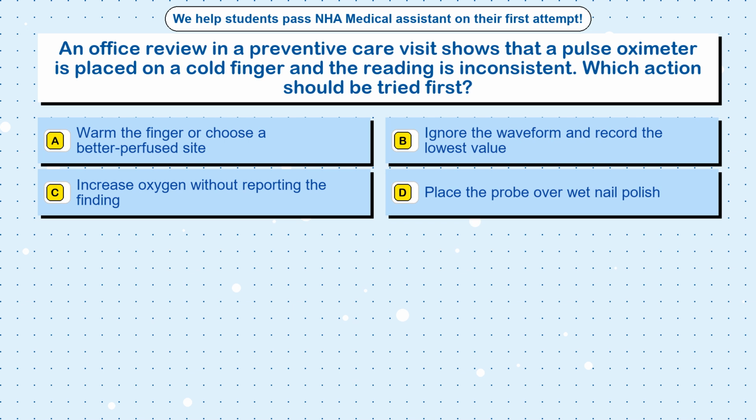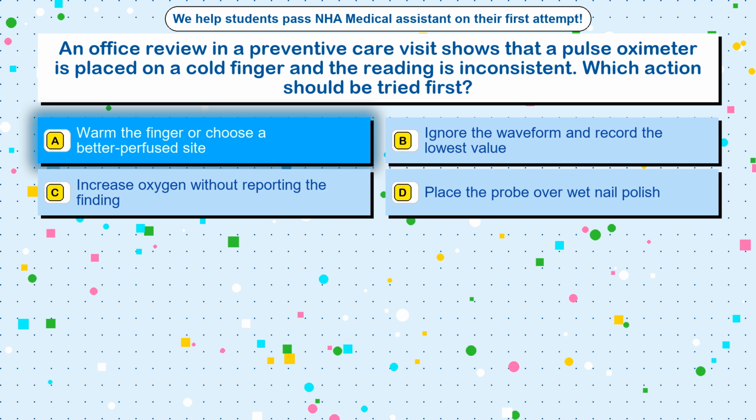Question 45. An office review in a preventive care visit shows that a pulse oximeter is placed on a cold finger and the reading is inconsistent. Which action should be tried first? Option A. Warm the finger or choose a better perfused site. Option B. Ignore the waveform and record the lowest value. Option C. Increase oxygen without reporting the finding. Option D. Place the probe over wet nail polish. The correct answer is option A. Warm the finger or choose a better perfused site.